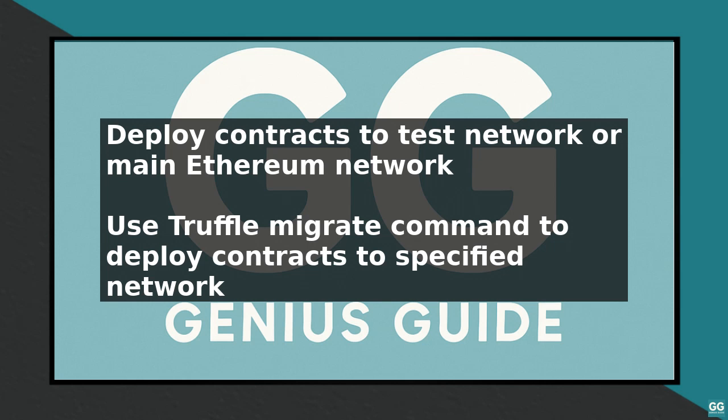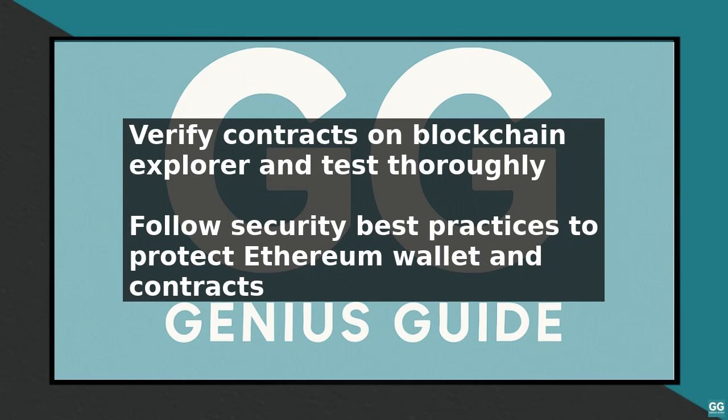Best practices for deploying Uniswap v2 contracts include testing the contracts thoroughly before deployment, using a secure wallet, and following security best practices to protect your Ethereum wallet and contracts.